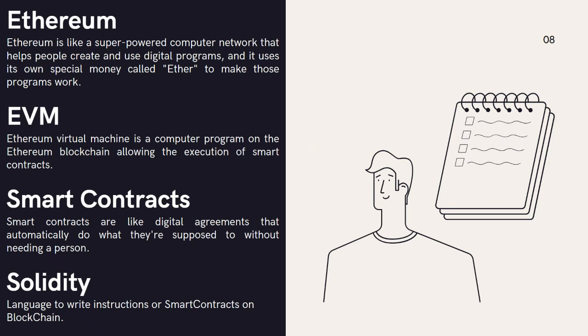Smart contracts are digital agreements between people and they are immutable given their nature. So smart contracts are the way you interact with blockchains like Ethereum, using languages like Solidity and Vyper.